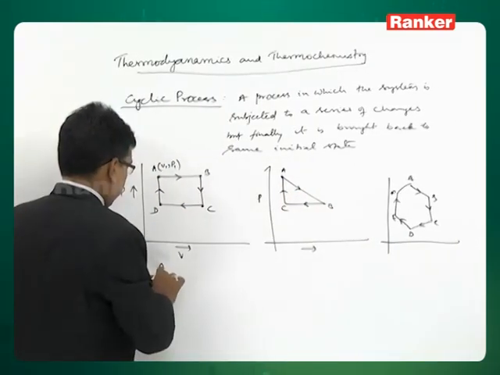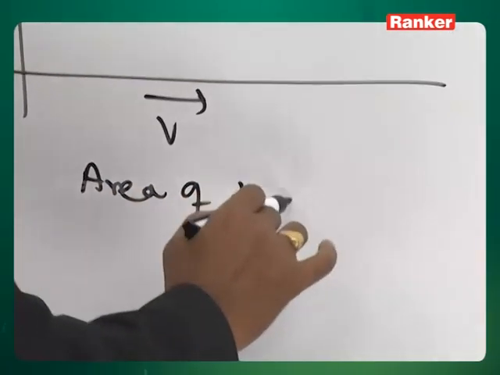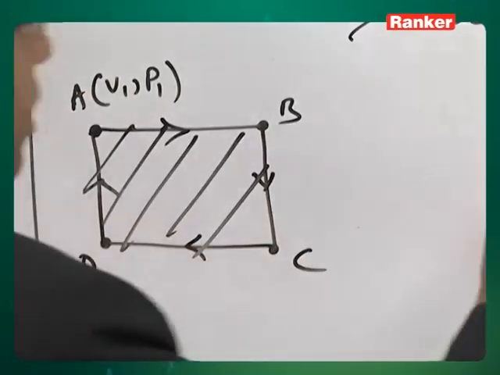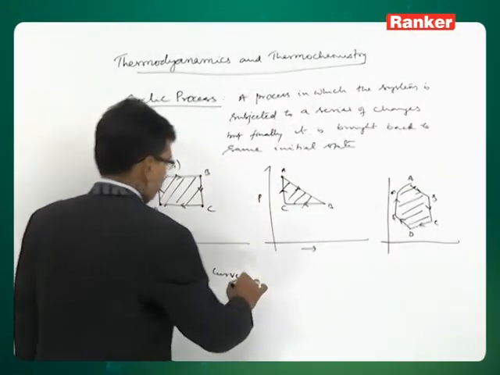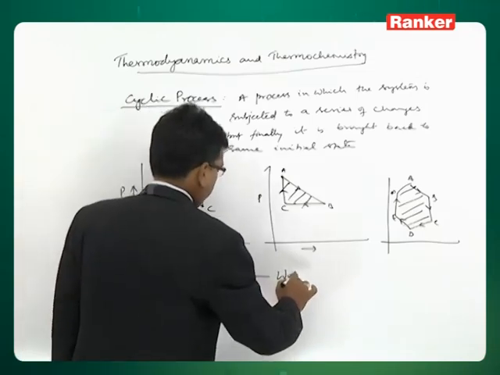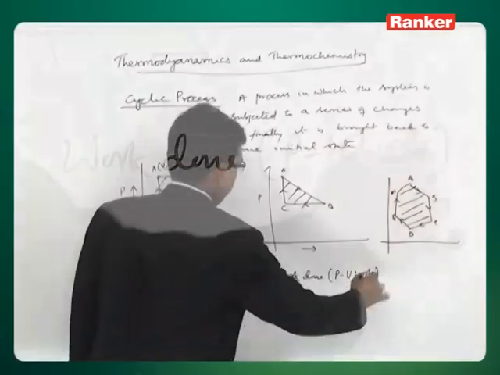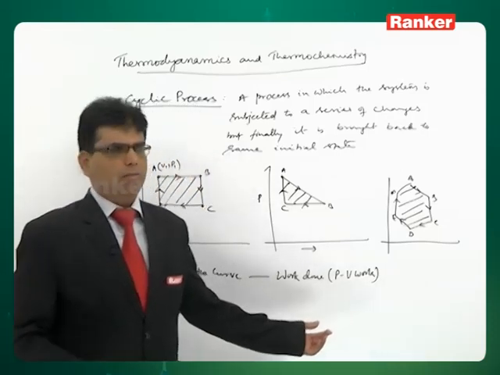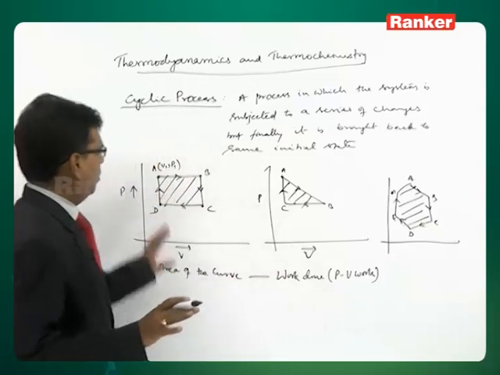And the area under the curve, area of the curve, this area, this area, this area of the curve is equal to work done, PV work. This again in the first law of thermodynamics more clearly we say why it is equal to work done, what is exactly this PV work, but whatever it is.